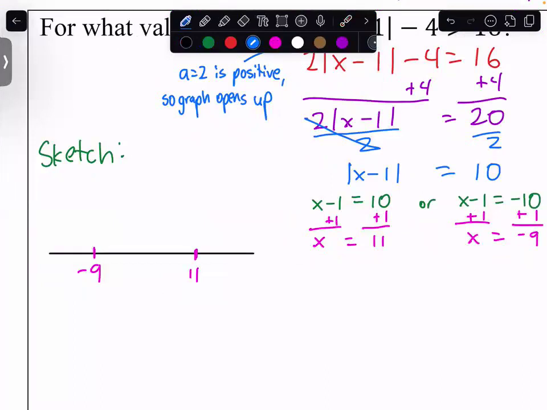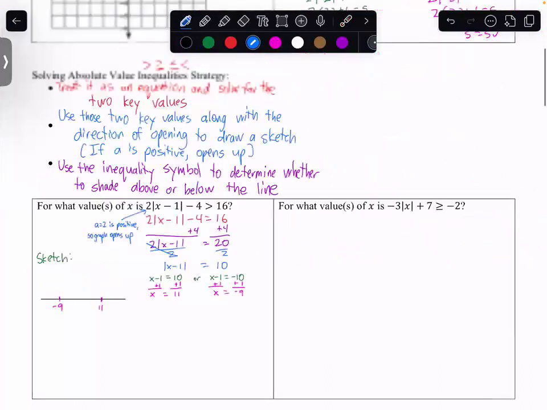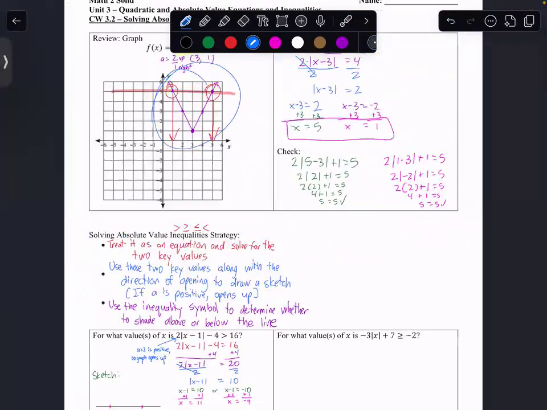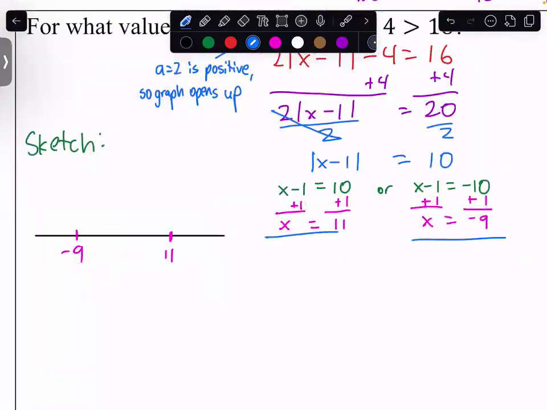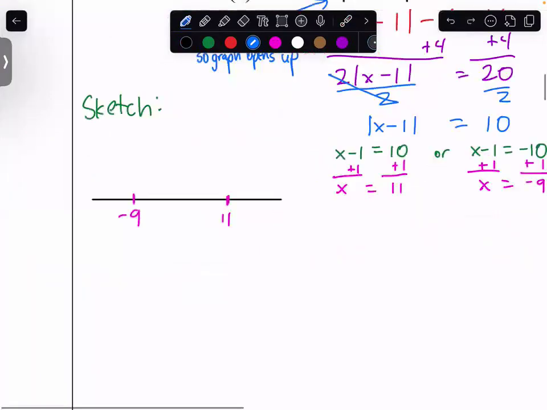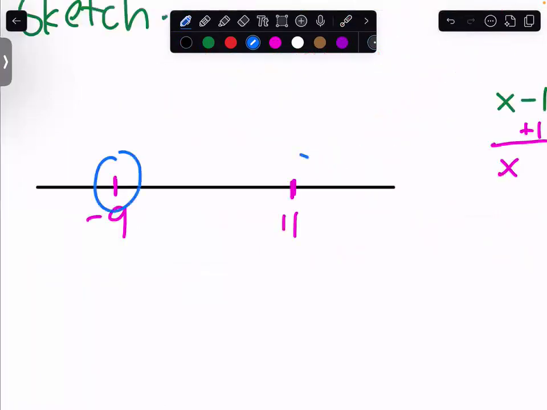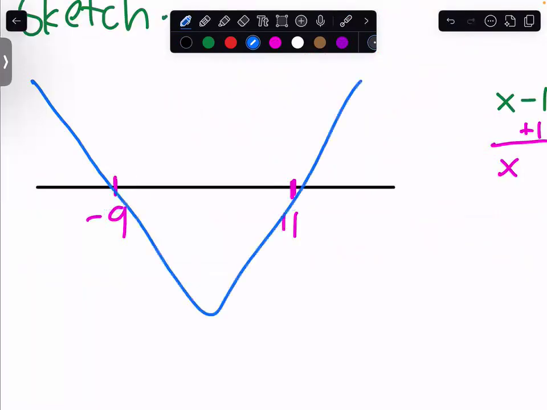Okay, so now we know that absolute value graphs look like this. They look like the letter V. But from the first step, we know that the two sides of the V will go through these two numbers. Okay, but there's two ways I could draw the letter V that goes through these two numbers. I could draw it like this, or I could draw it like this.